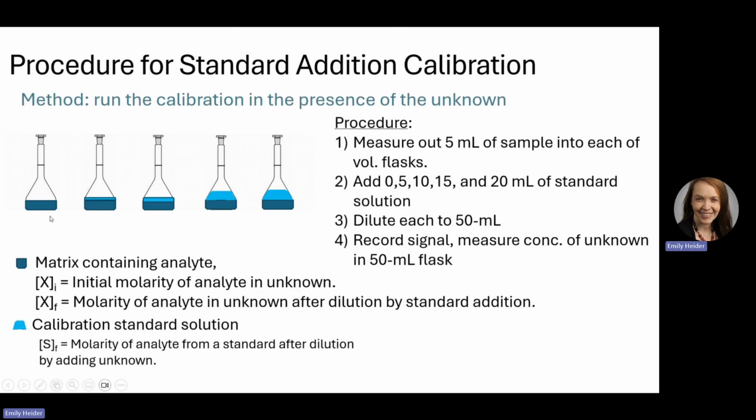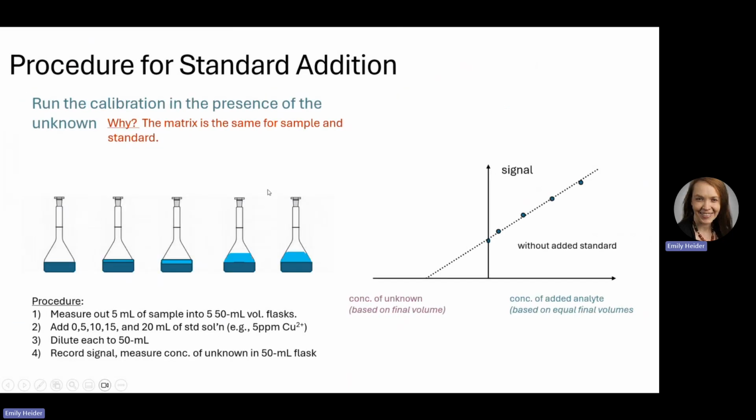In each of these flasks as well is the same amount of our matrix containing our analyte. So in this example, I've put 5 milliliters of our sample into every one of our flasks in which we're preparing our calibration curve. We then dilute every single one of our flasks up to the volume and then create our calibration curve by measuring the signal in every one of these flasks.